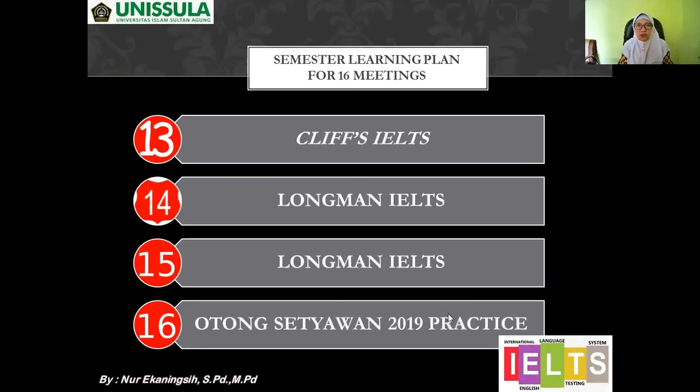And next, we come to the 3rd resource, which is from Longman IELTS. So you are going to know about the Longman system for the IELTS test. How many questions are in the listening section? We are going to know whether they are the same as Cliff's or Barron's, or different. Okay, and then the last, we are going to practice from the results of Otong Setiawan 2019.